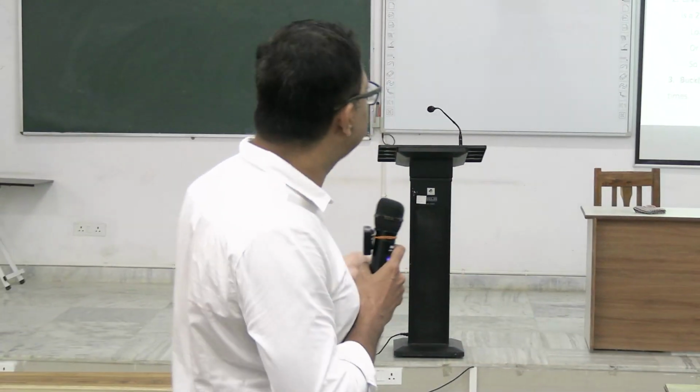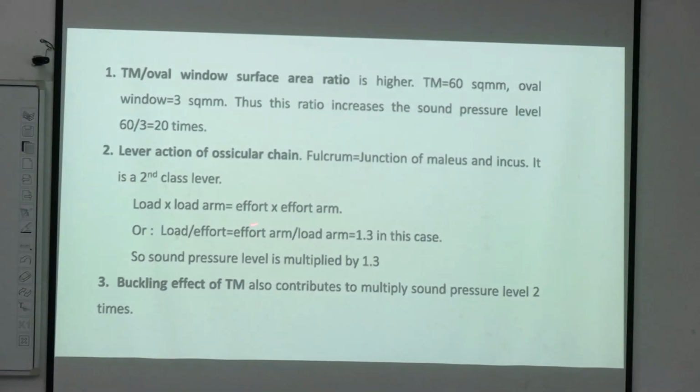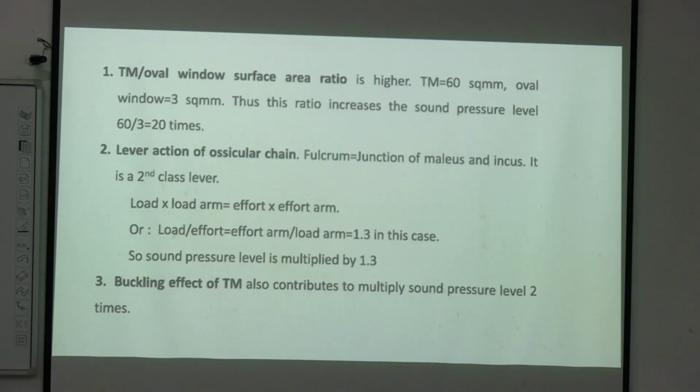Number one is the tympanic membrane to oval window ratio, which is 20 times. Second is the lever action of the ossicular chain. The fulcrum of this lever lies between the malleus and incus, right? This lever action multiplies the sound pressure level by 1.3 times. And finally, the buckling effect or elastic effect of the tympanic membrane multiplies the sound by 2, right?